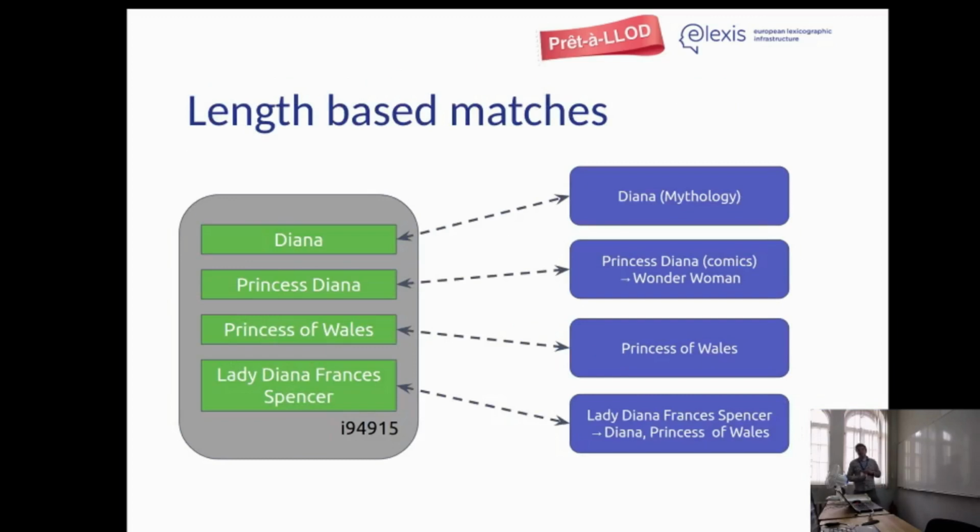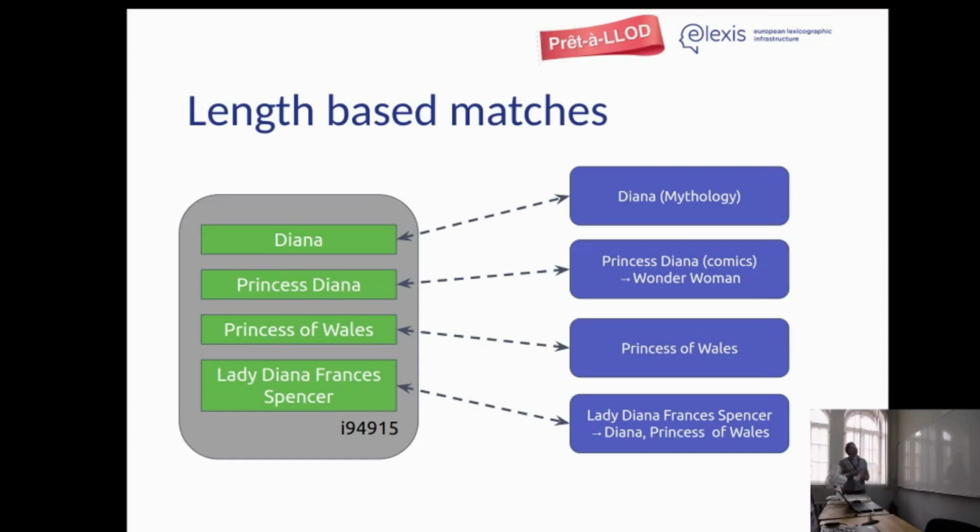We also use things like length-based matching. So we looked at this idea that the longer the match, the more likely it is to be correct. For example, here we have a synset that is Diana, Princess of Wales, Lady Diana Frances Spencer. And our targets are Diana, Princess of Wales, and Lady Diana Frances Spencer.